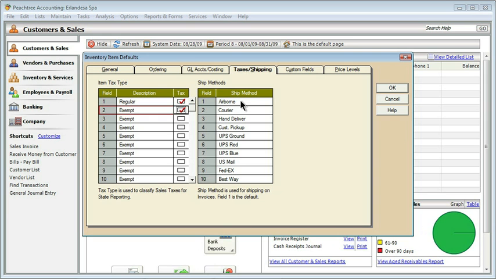Likewise, on the right-hand side, we have different shipping methods. Airborne, courier, hand deliver, customer pickup, all of these are available, but you may not want all of them. For example, maybe we don't offer a courier. Well, I can simply type over these. So let me go ahead and just rearrange this list a little bit. Perhaps the number one way that we send things is FedEx, so I want that to be number one. I can then put in different types of FedEx that we have, like next day or overnight.